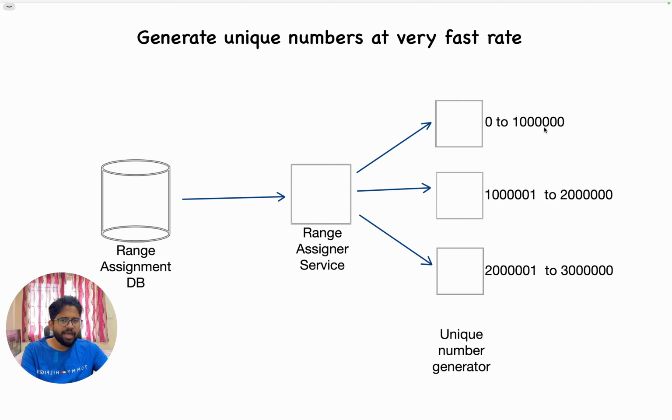Server 1 will have this range, server 2 will have this range, server 3 will have this range. So in this way, all of them will have unique numbers, and whenever a request comes to the server, it will have an in-memory variable which will increment automatically. So that's how you can generate the numbers at a very fast rate.